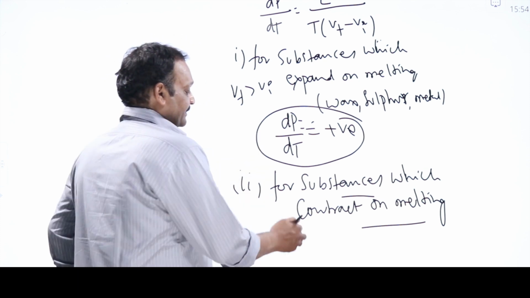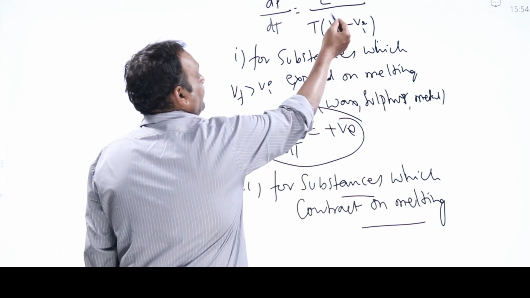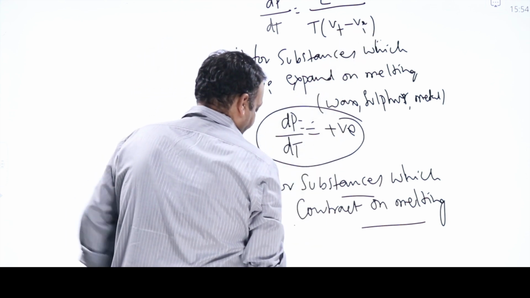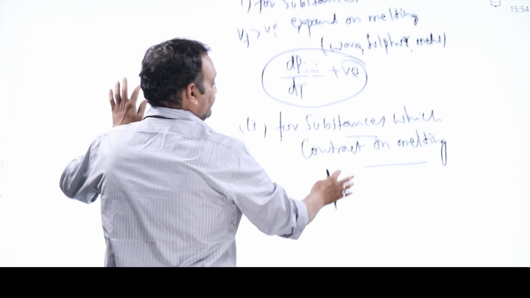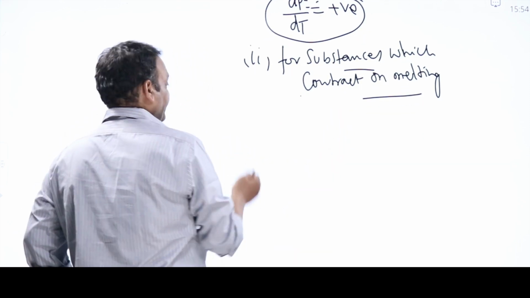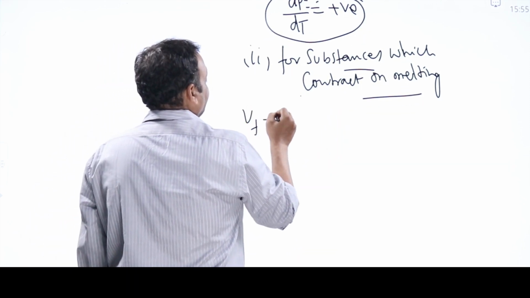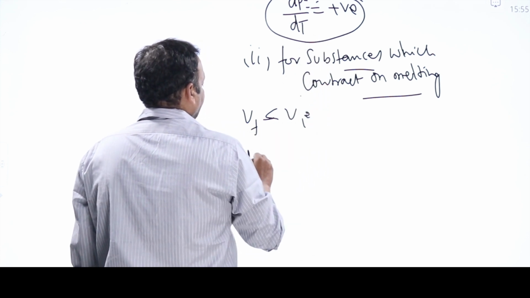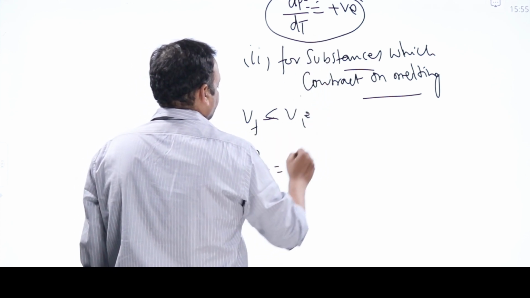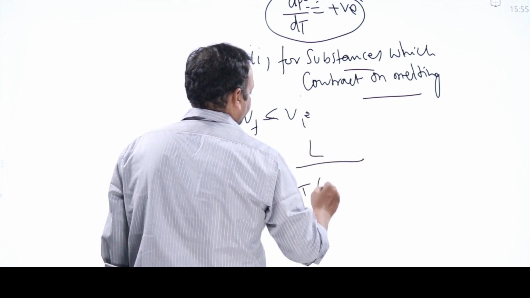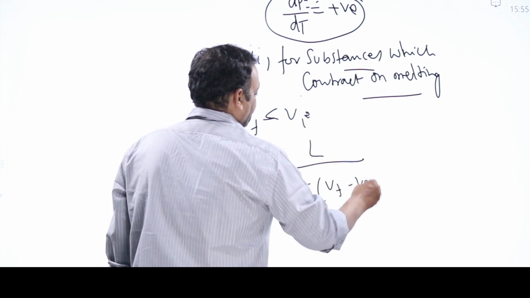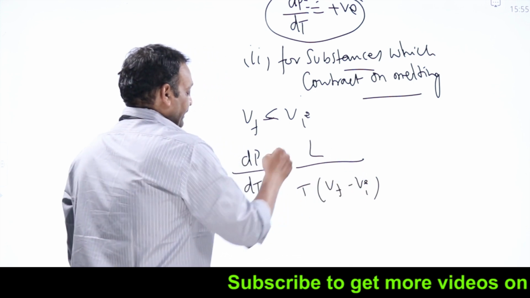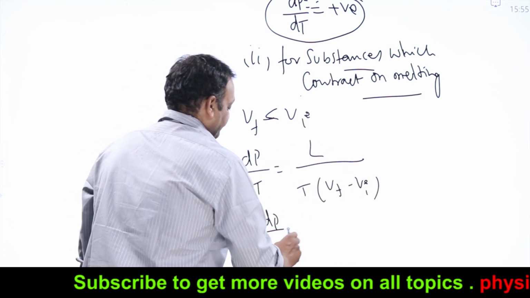dP by dT in that case, that is, here what is happening, final volume of the liquid is less than the initial volume of the solid. Vf is less than Vi. When Vf is less than Vi, dP by dT equal to Clausius-Clapeyron's latent heat equation, dP by dT equal to L by T into (Vf minus Vi). Vf is less than Vi means this term becomes negative, entire dP by dT term becomes negative.